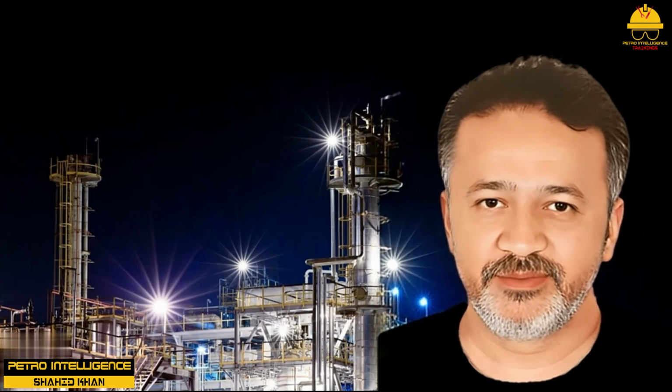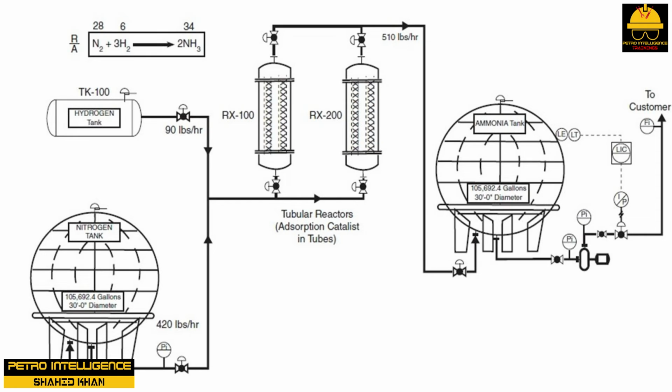Ammonia process. The production of ammonia is a popular process used by industry on a large commercial scale. The simple equation is 28 parts nitrogen N2 and 6 parts hydrogen 3H2 produce 34 parts ammonia 2NH3. This illustrates how nitrogen and hydrogen are passed through a tubular reactor filled with catalyst.